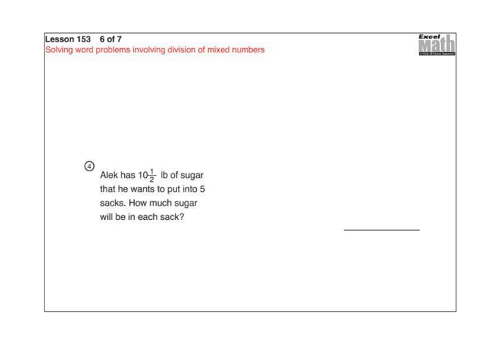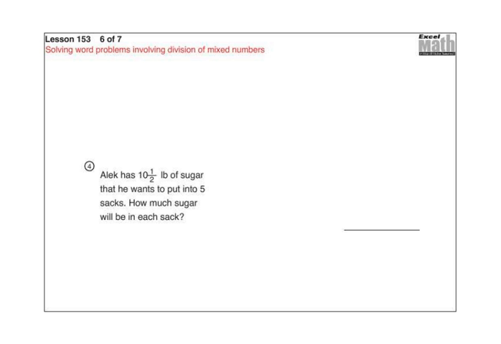Right, number 4, here's your last one. Pause the video, turn it back on when you're ready for the solution. Alec has 10.5 pounds of sugar that he wants to put into 5 sacks. How much sugar will be in each sack? What kind of a problem is this? Division, okay? So, now this one, what are you starting with? Are you starting with 5 sacks and dividing that by 10.5 pounds? No. Or are you dividing the 10.5 pounds into 5 places? Yes. So what's my division problem for this?